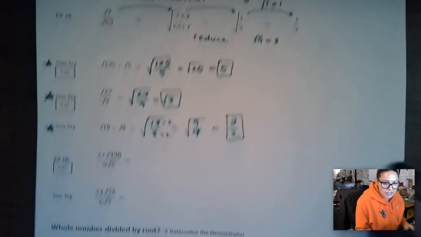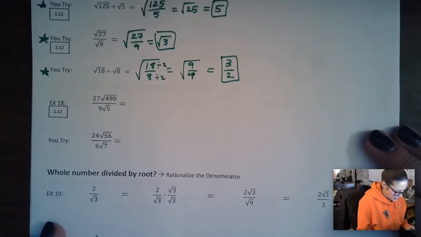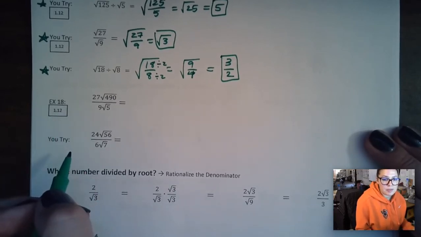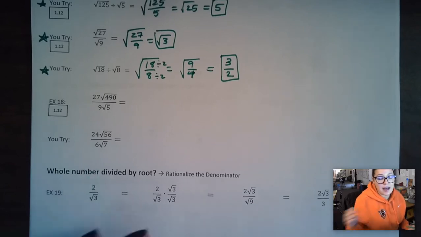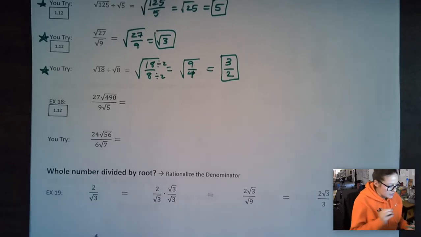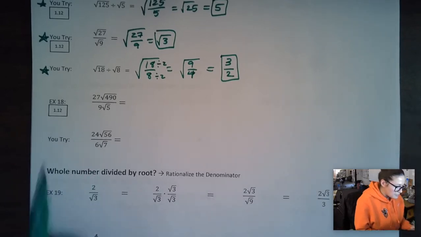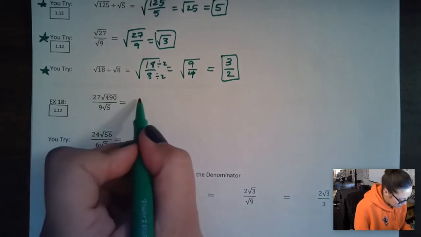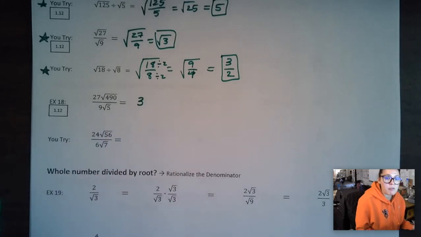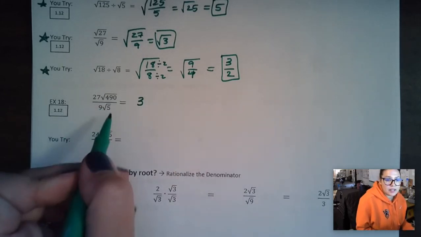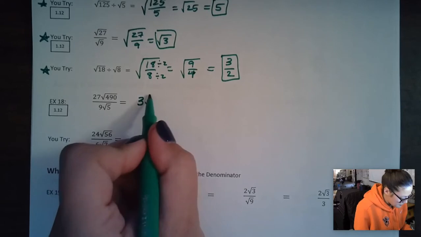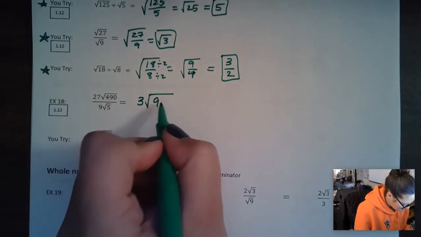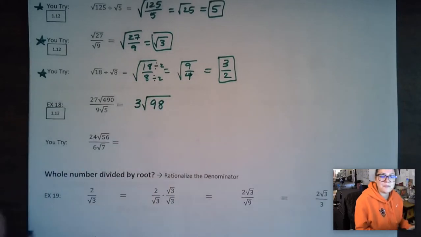All right, moving on to, I guess the second example, 18. Just like with multiplication, we're going to do the outsides with the outsides and the insides with the insides. So I'm going to do 27 divided by 9, which gives me 3. And then I'm going to do 490 divided by 5, which, let me think, that's what? Is that 99? No, 98. It's 98.